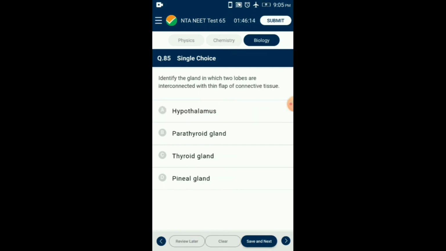Question number 85. Identify the gland in which 2 lobes are interconnected with a thin flap of connective tissue. The thyroid has 2 sides called lobes that lie on either side of your windpipe and are usually connected by a strip of thyroid tissue known as the isthmus. So the answer is option C, thyroid gland.